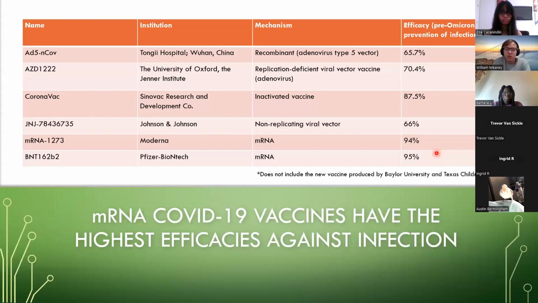And I would like to point out that the mRNA vaccines have the highest efficacies against infections. This is a table that's a year old, so it does not include a new bivalent booster, but the booster is the same style as these two here and has similar high efficacy rates for the current Omicron strains.